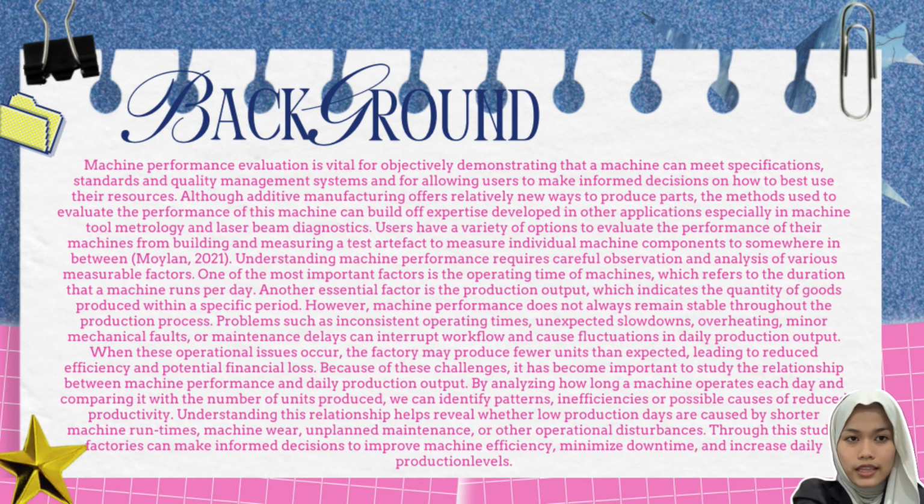In a real factory setting, machines may experience issues such as inconsistent operating time, minor faults, overheating or maintenance delay, which can reduce their productivity. Therefore, it is important to understand the relationship between the machine operating time and daily production output, to better understand how much machine usage can affect the efficiency and overall performance.